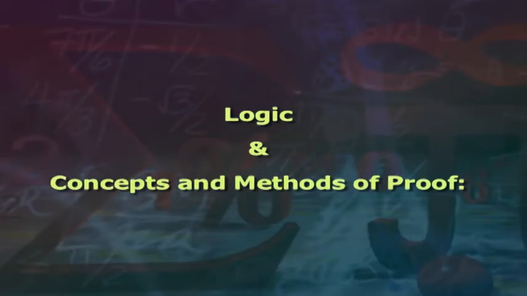Now, we wind up the whole story of the number system by completing the hierarchy: natural numbers, integers, rationals, reals, and now complex numbers. We shall now move on to logic and concepts and methods of proof.